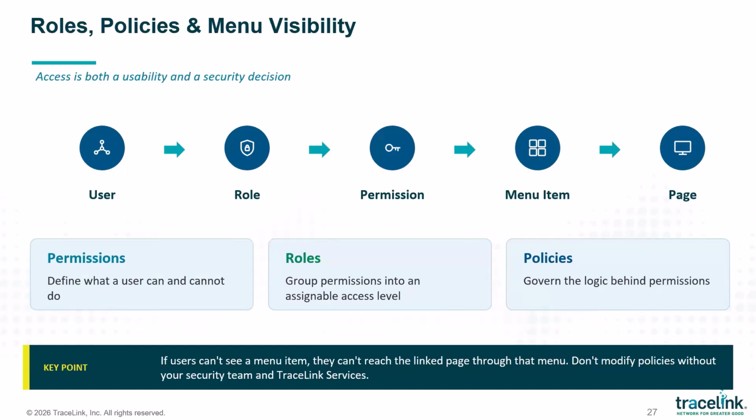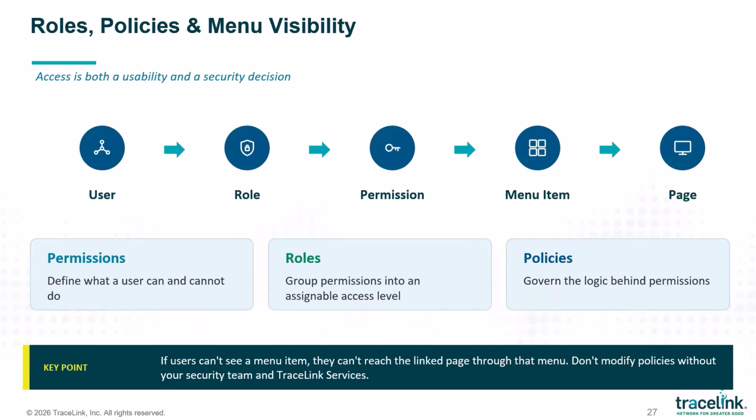Access in a solution is governed by 3 things working together: permissions, roles, and policies. Let me define each one. Permissions define what a user can and cannot do. Tracing provides a set of predefined permissions that solution designers cannot modify. Roles group 1 or more permissions into an assignable level of access. For example, a role might allow a user to create, view, and edit purchase orders, and that role can be assigned to many users at once. Policies provide the logic that governs the permissions associated with a role.